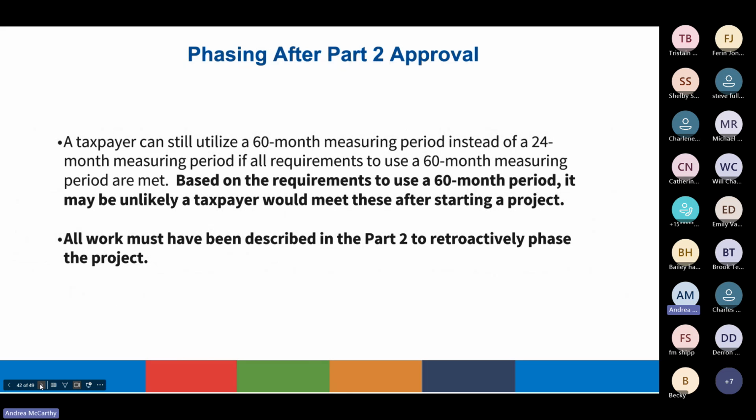We often get the question, can a project be phased after a Part 2 has been approved? And according to IRS rules, a project can still be phased as long as the Part 2 contains all of the work items and it still meets those requirements mentioned before. It has distinct stages of development. For this reason, we encourage you to phase the project at the onset if at all possible.